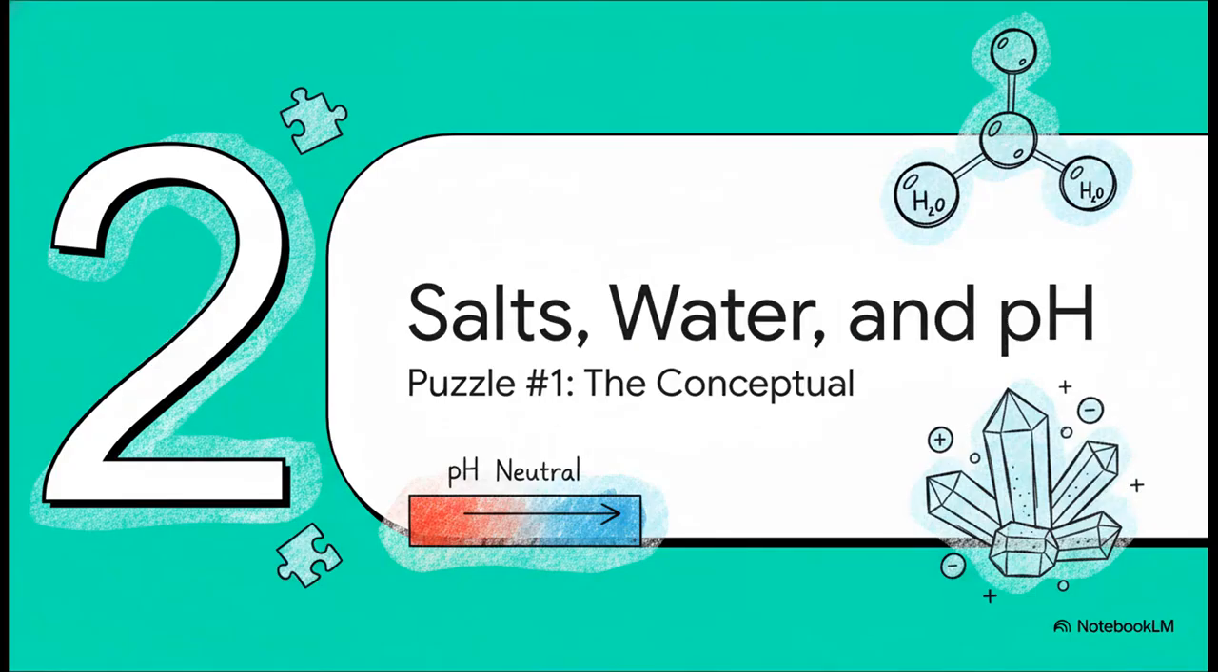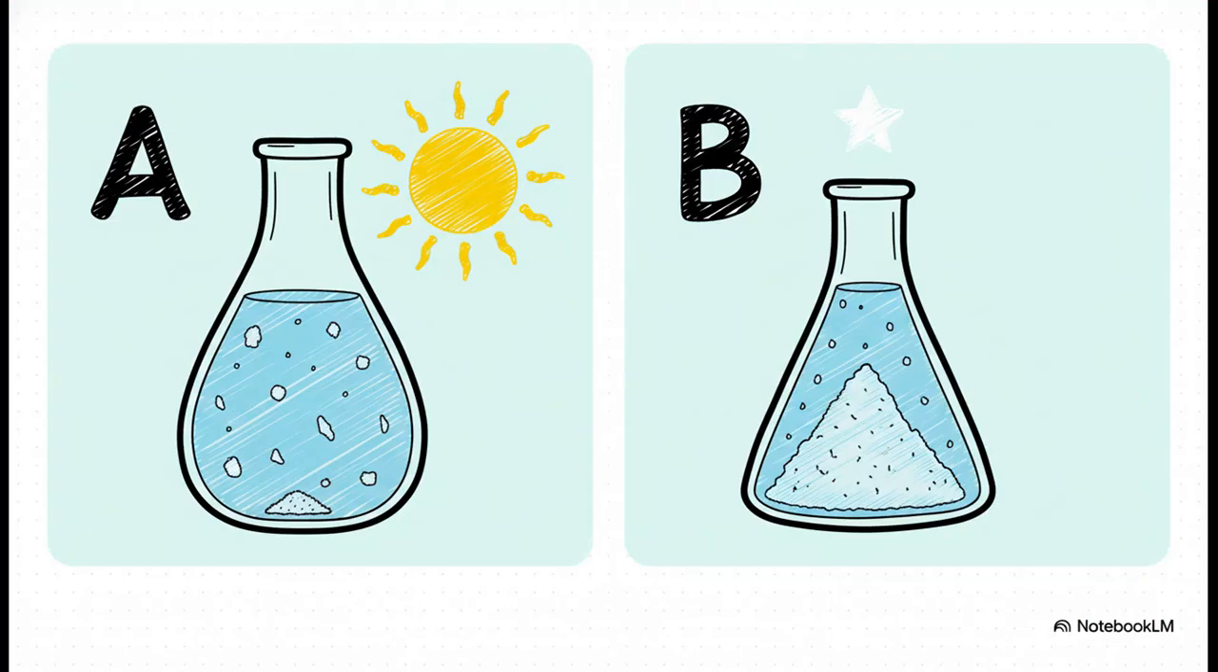It's time for puzzle number 1. Now, the cool thing about this part is that it's all about logic. It's designed to test if you really understand the core ideas, so you can put your calculator away for this one. Here's the setup. We have two beakers, each one saturated with a different fluoride salt. The biggest clue on this slide is the KSP value, the solubility product constant. Just look at the difference.